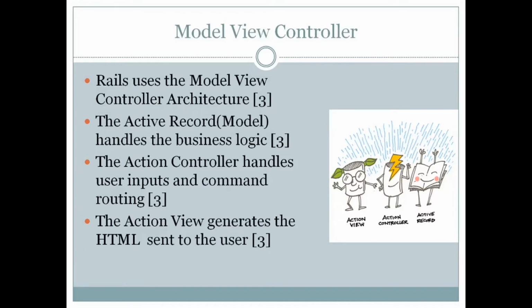Okay, so Rails technically under the hood is a model view controller architecture, like a lot of other web tools. It calls its model the Active Record, and that handles the business logic, connects to the database, all that. The Action Controller handles the user inputs and command routing, and the Action View generates the HTML and everything else and sends it to the user.